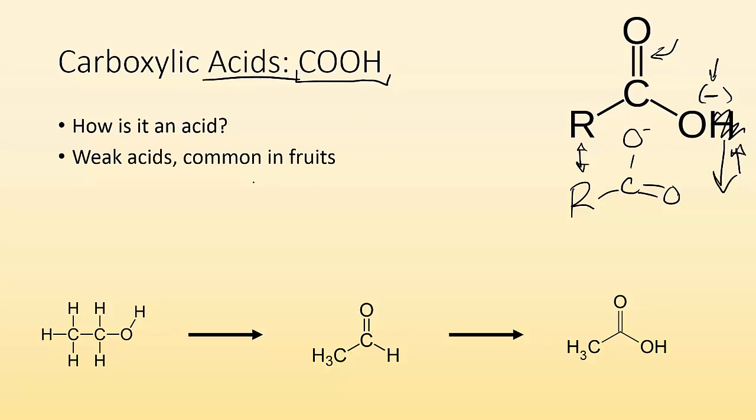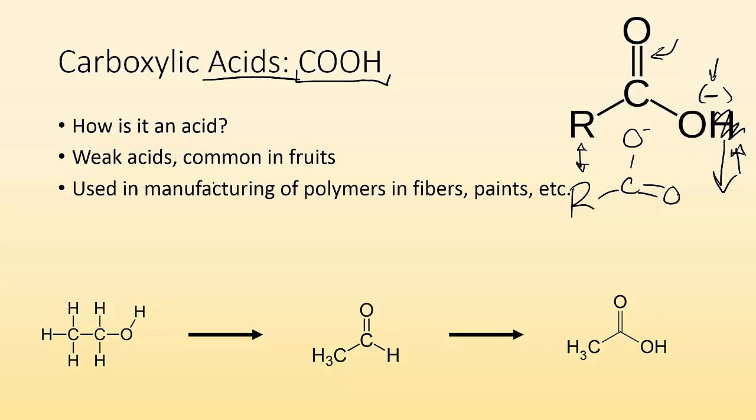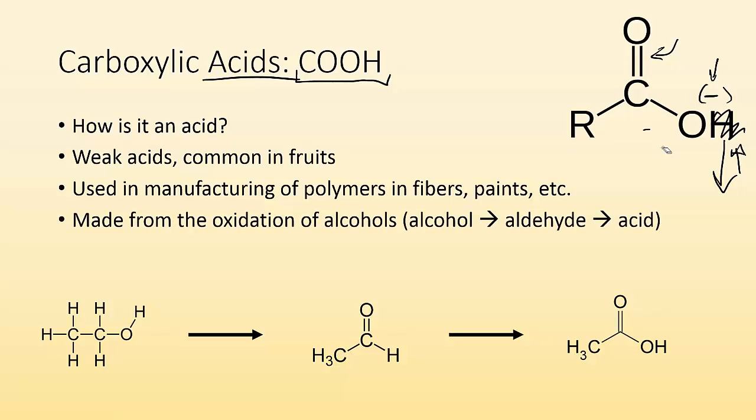All right, so they're weak acids, and they're common in fruits. They're also used in the manufacturing of polymers, in fibers, and in paints, and a bunch of other things. So carboxylic acid is really important, and it's made from the oxidation of alcohol. If you take the alcohol and oxidize it once, you can get an aldehyde or a ketone. The ones that are aldehydes, if you keep oxidizing them, you can get the acid. And this is what's responsible for wine turning into vinegar. So what happens is you have your ethanol, which is the alcohol found in wine and other alcoholic beverages.